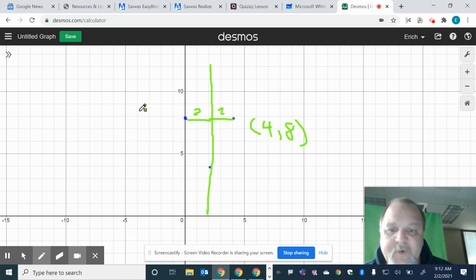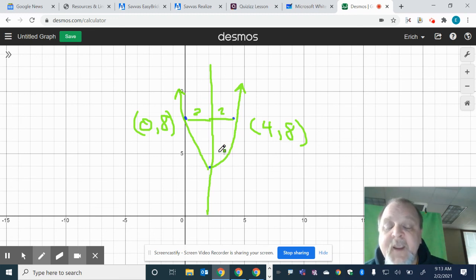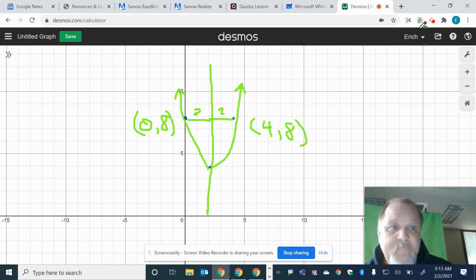This is really important that you understand that line of symmetry. Every point on one side of the curve has a corresponding point on the other side of the curve that's the same distance away from the line of symmetry. And that's how you sketch a parabola using the standard form of a quadratic equation.